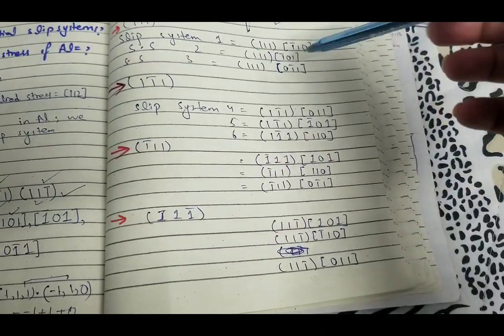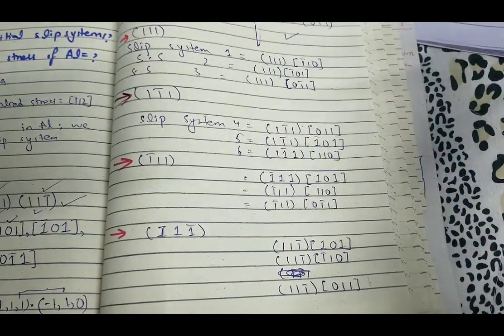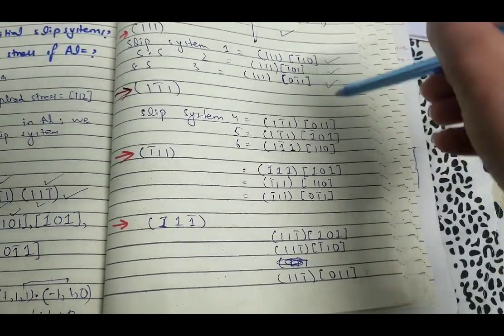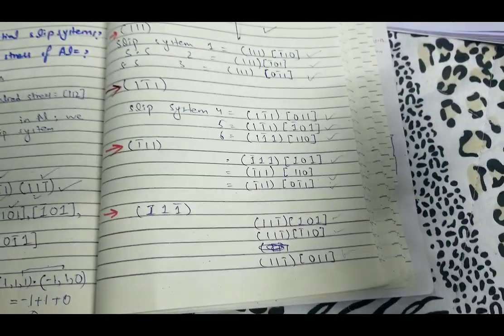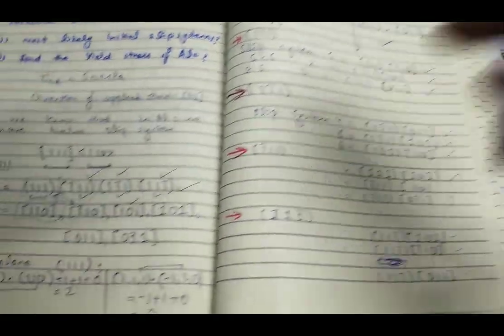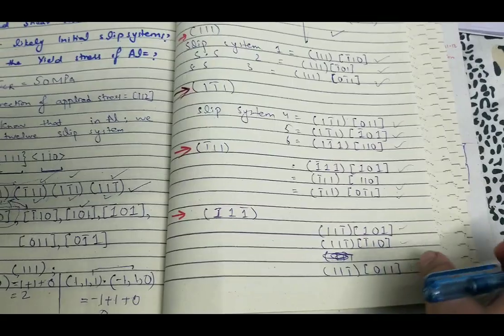Okay, you can count them: 3 3 3 3 3 into 4 is 12. They are the 12 slip systems in aluminium, and all of these are the slip systems. So these are the final slip systems that you will get following this method. You have to follow this method and you will get all these slip systems.